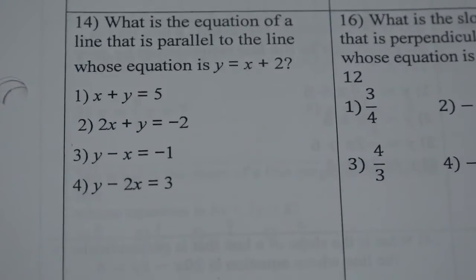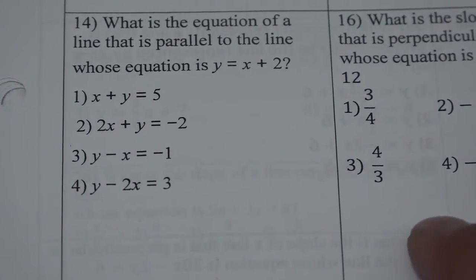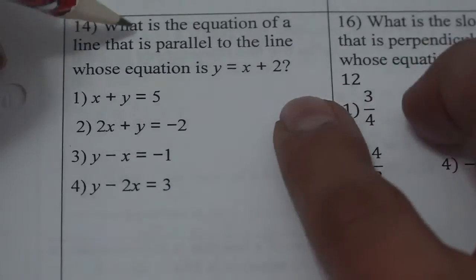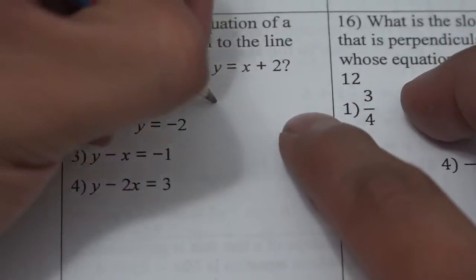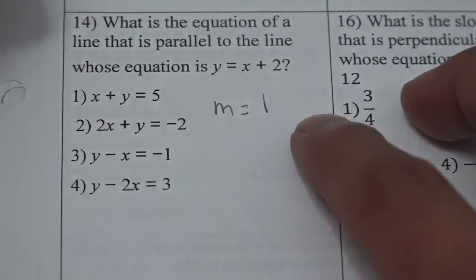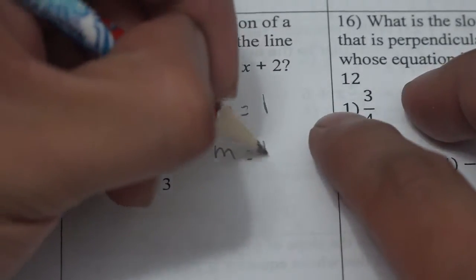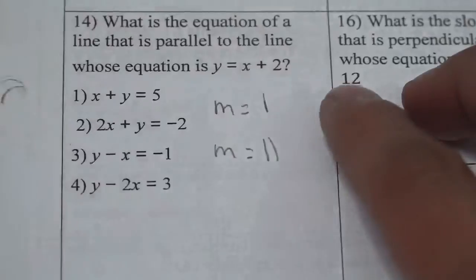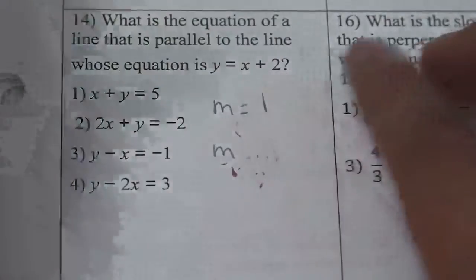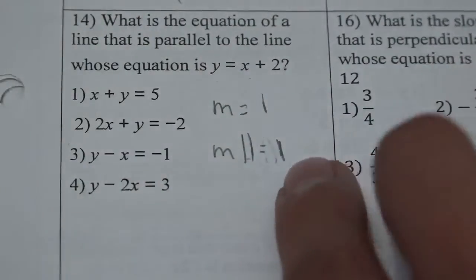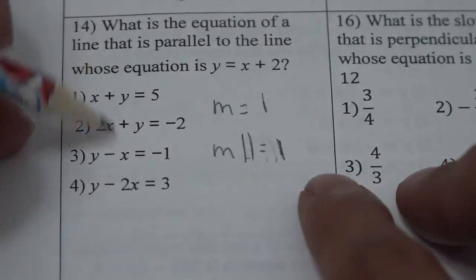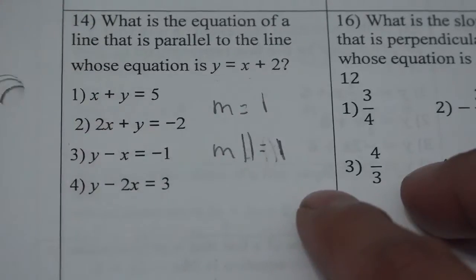Alright. Here it gets tricky. What is the equation of a line that is parallel to this equation? The slope here is 1. So the slope of a line parallel to it should also be 1, because parallel lines have the same slope. Which of these equations has a slope of 1?